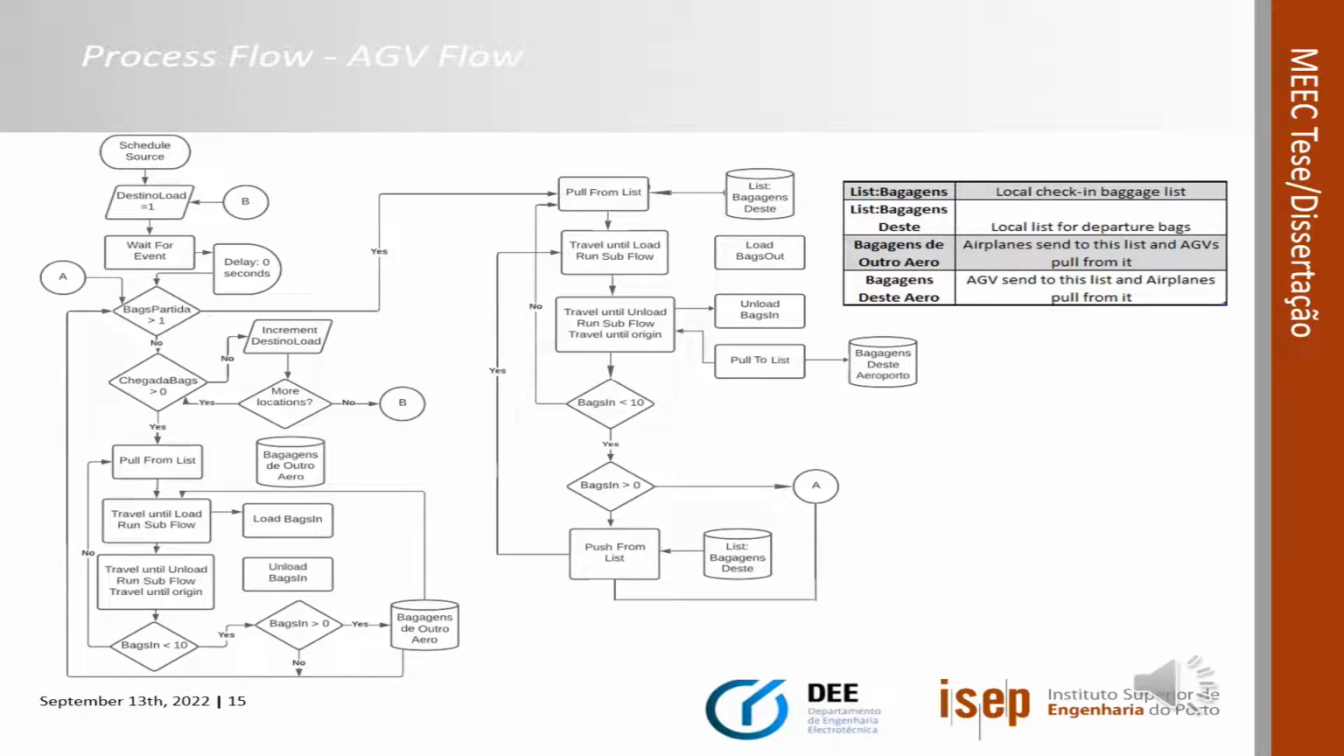After being charged, the AGVs move to the stand. At the stand, they will, again, within a run-sub flow, unload the baggages and send it to the global list Bagagens deste aeroporto. This list was previously mentioned in the flow of the planes and is used by them to receive the baggages before taking the departure flight.